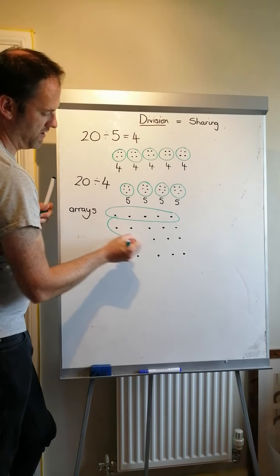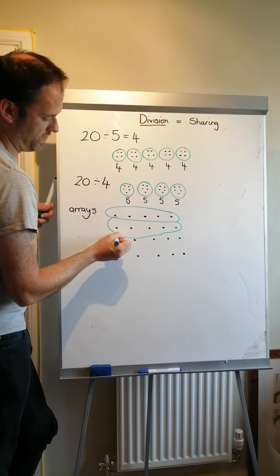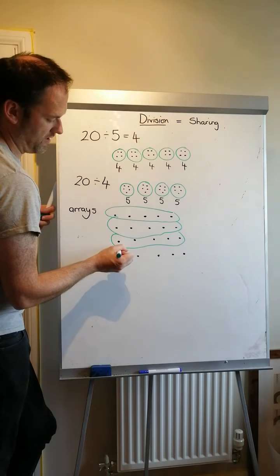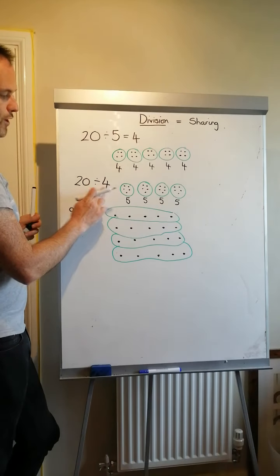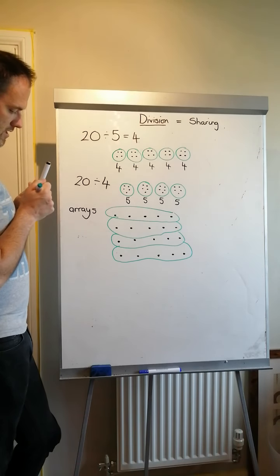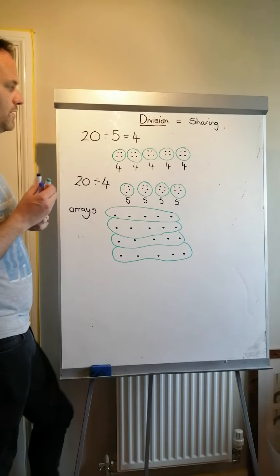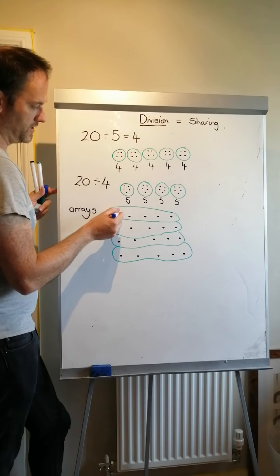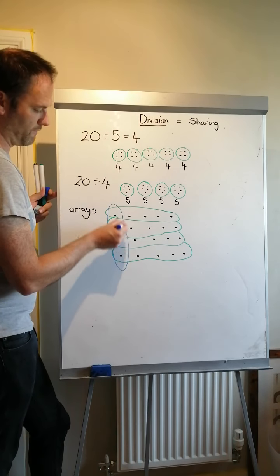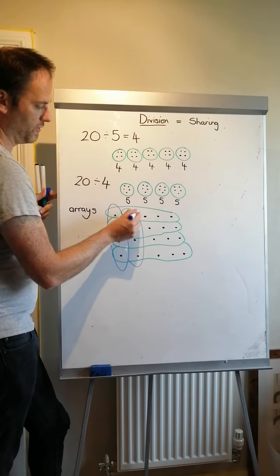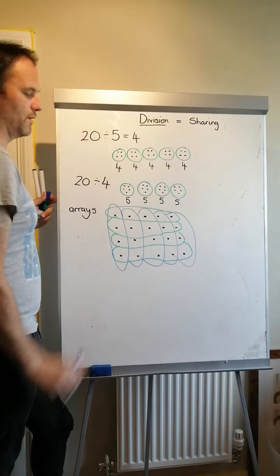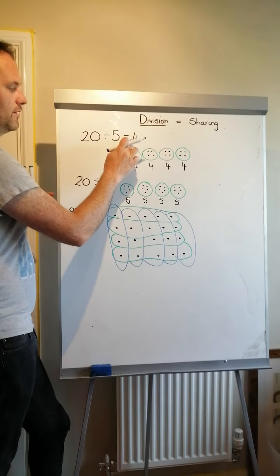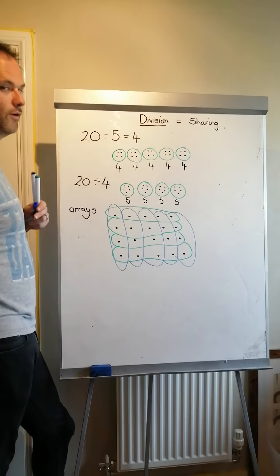1, 2, 3, 4. So 4 groups of 5. And we can do it the other way around. So here, if we divide it into 5 groups, we've got 1 group, 2 groups, 3 groups, 4 groups, 5 groups. 5 groups of 4.